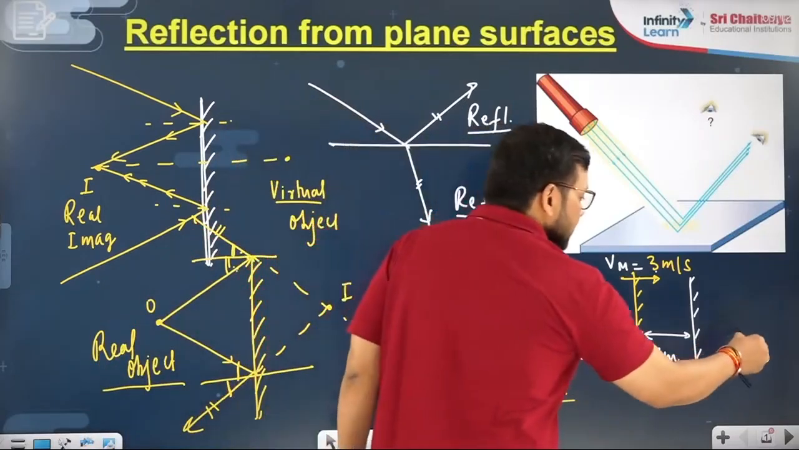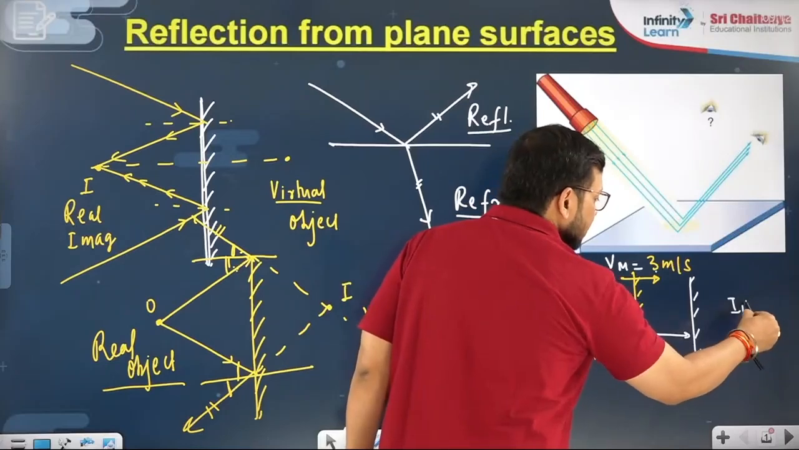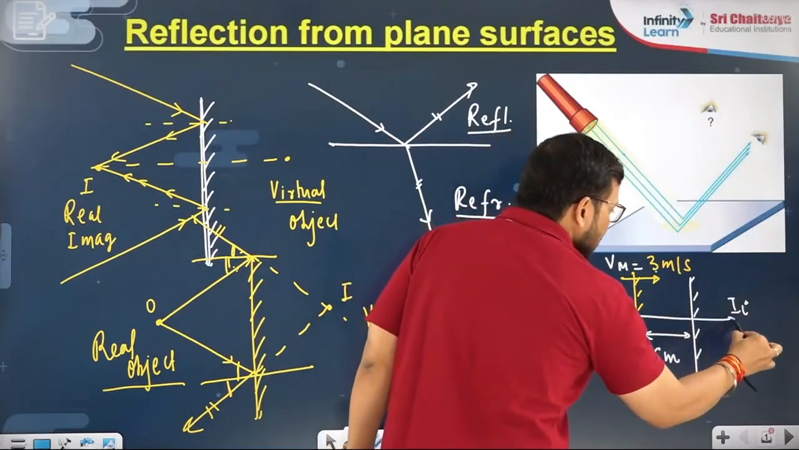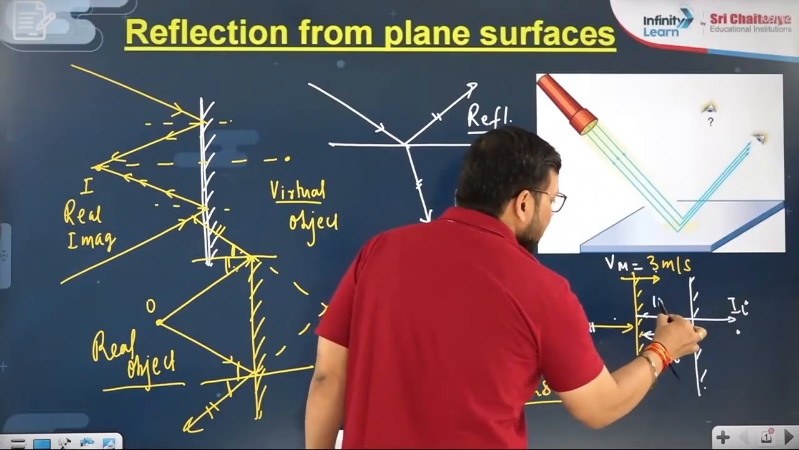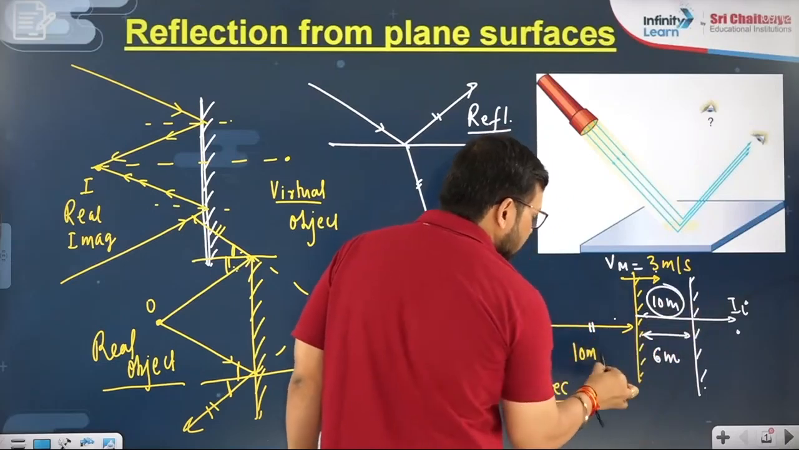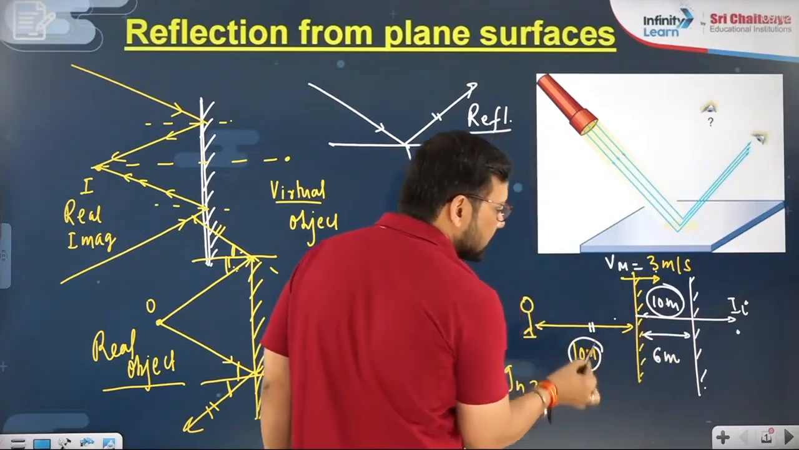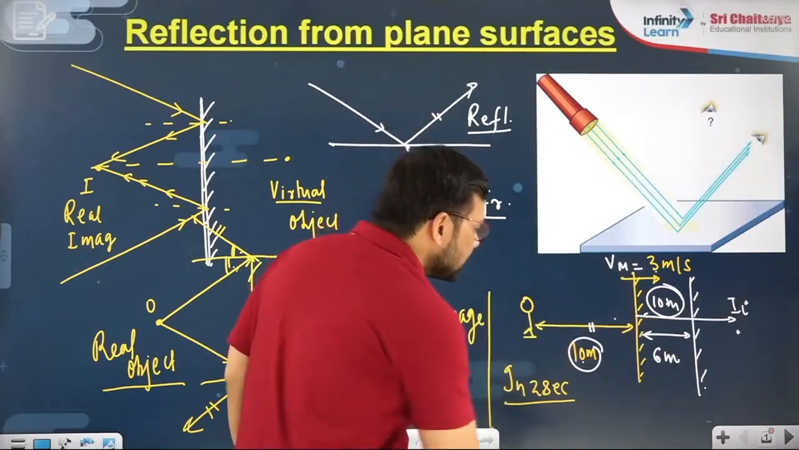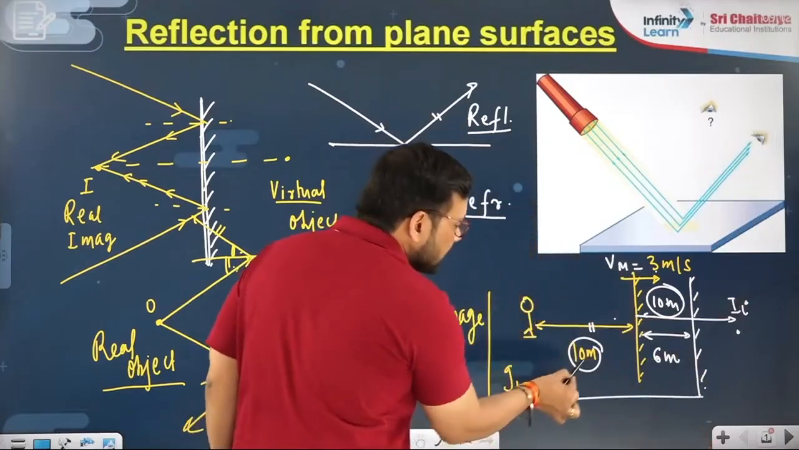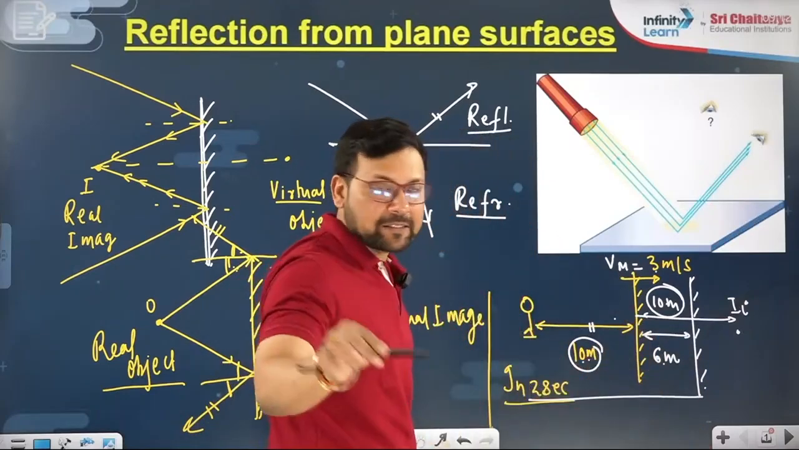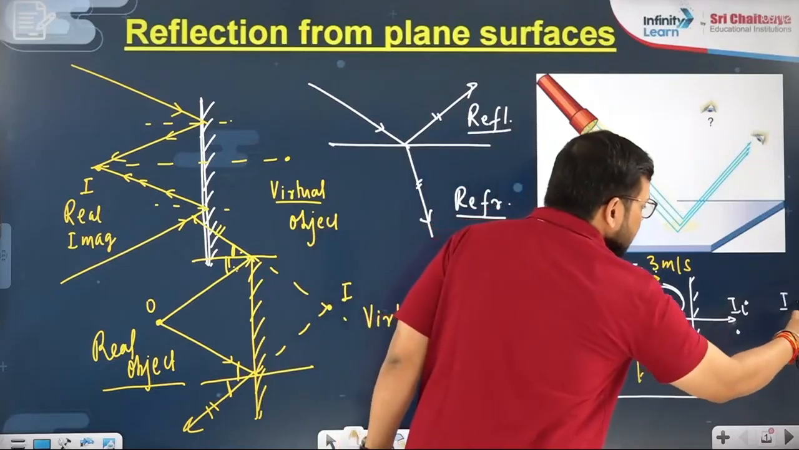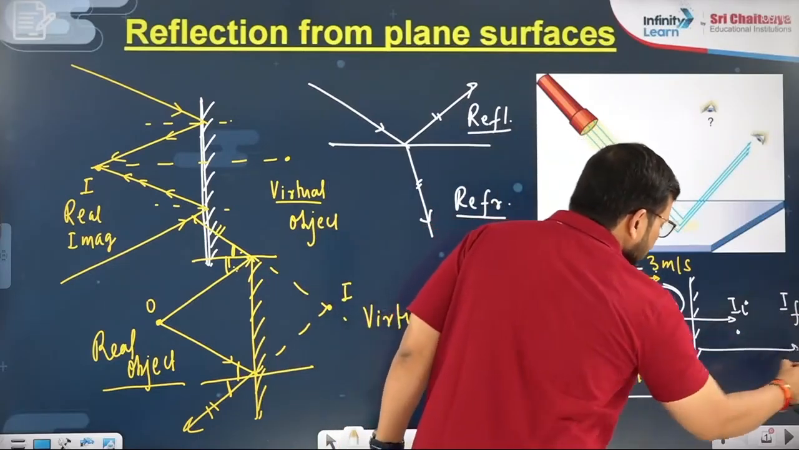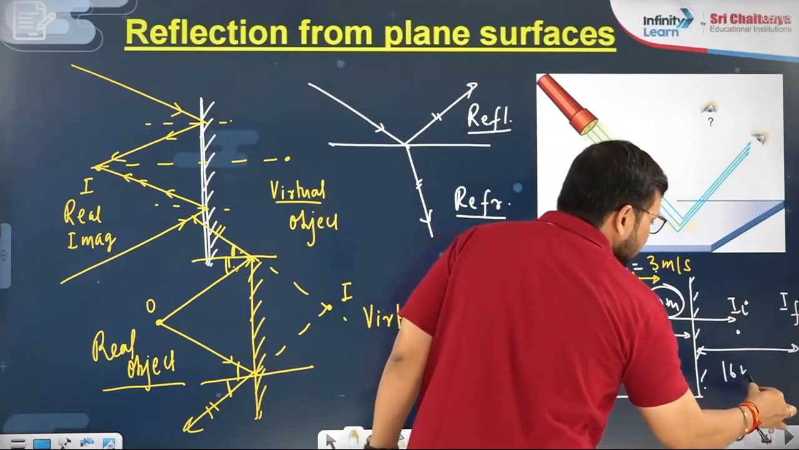Earlier my image was here, the initial image, and that was at a distance of 10 meters from the initial position of the mirror. So object and image distances are the same. Now since the mirror has shifted 6 meters, the object distance from the mirror is 10 plus 6, that is 16. So your final image will also be here, and from this position it will be 16 meters.